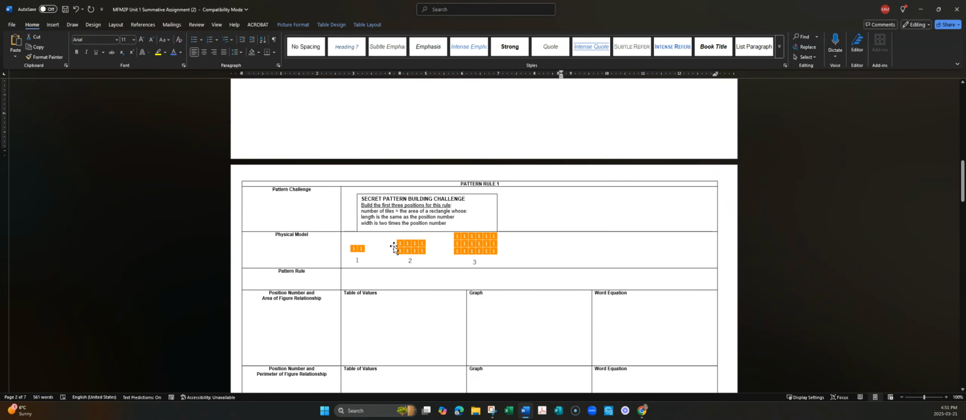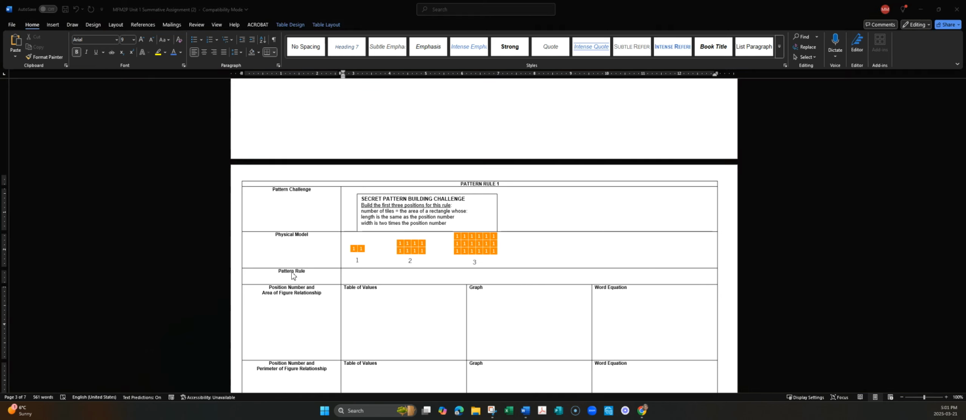I've helped you with the first one. I've helped you with the tile pattern. Okay, so what's the pattern rule going to be? All right, well, we know don't panic when you see pattern rule. What this basically means is, what is the math equation that is happening here? Well, again, go back to the secret pattern. The length is the same as the position number. The width is 2 times the position number.